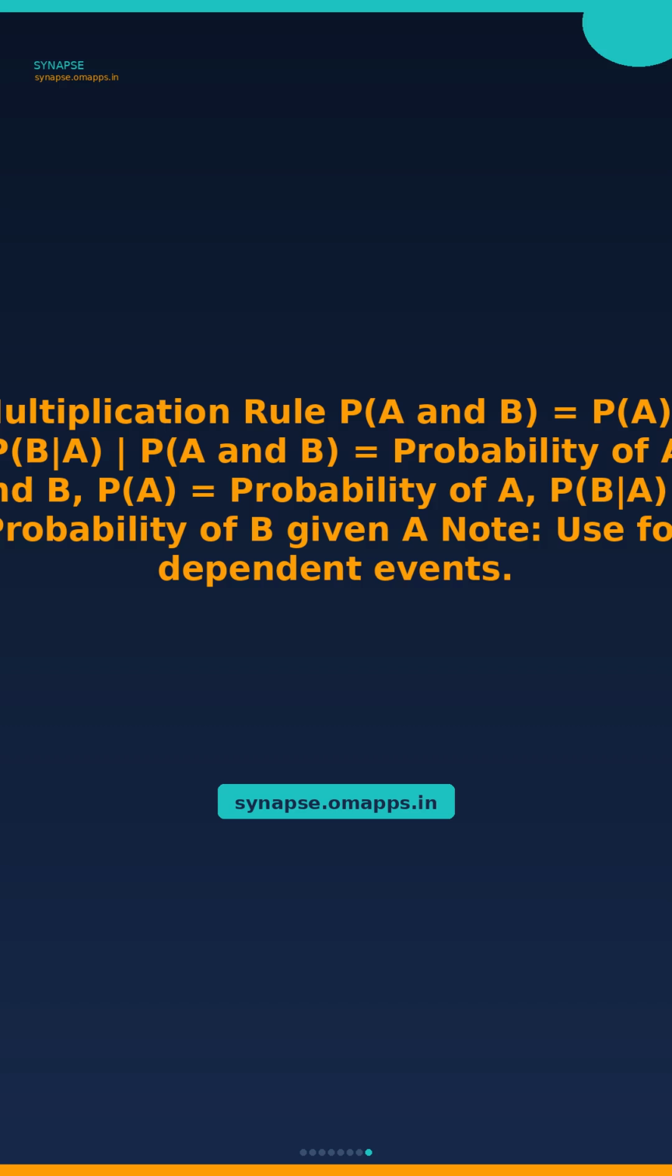So, to summarize, we learned about basic probability, how to calculate it, and how to apply it to real-world situations. We also covered conditional probability and its formula. Finally, remember to watch out for independent and dependent events.